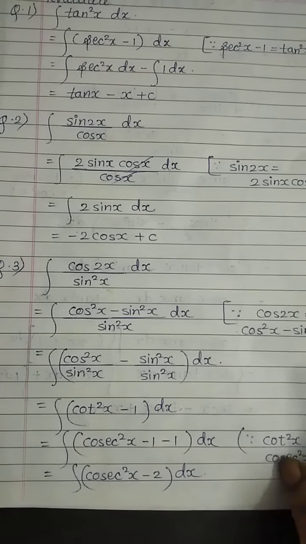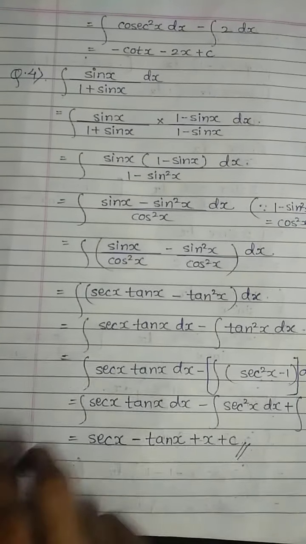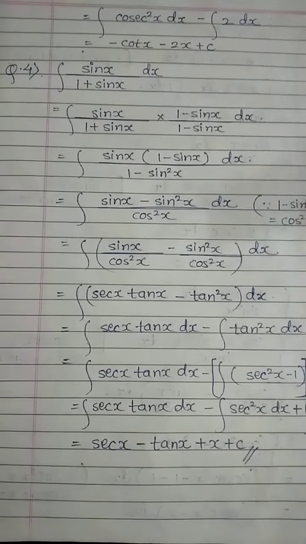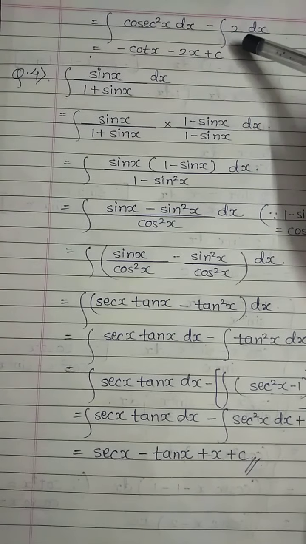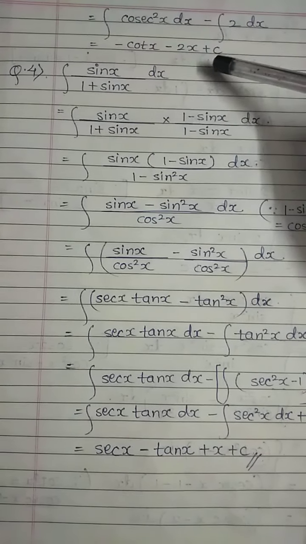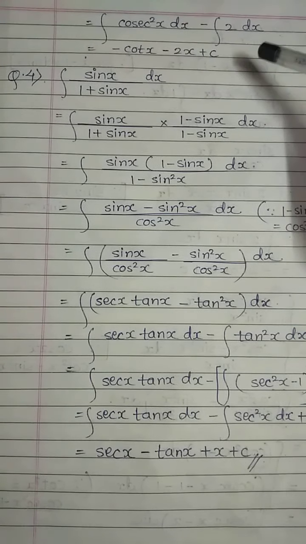Now we will write integration for both the terms. Then integration of cosec square x is nothing but minus cot x, minus integration of 2 is 2x, and plus c, that is the constant of integration.